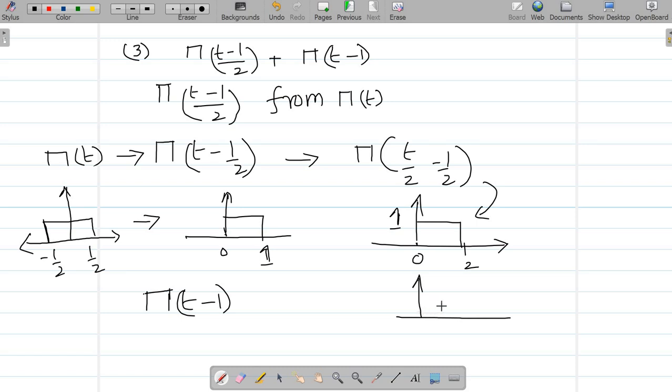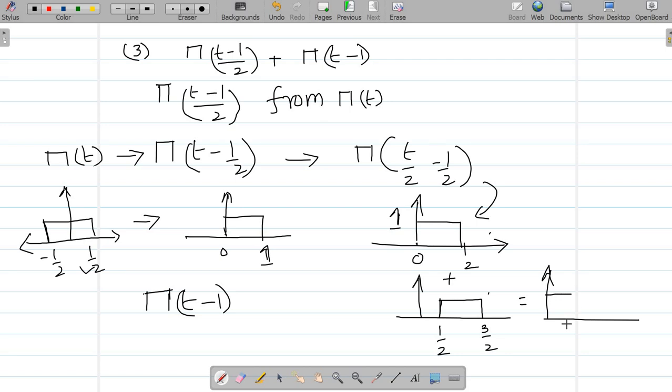It will be something like this. Here it is 3 by 2 and here it is half, because I have shifted this signal by 1 second. When I shift this by 1 second, I end up getting this one. So if I directly add up these two signals, I'll end up getting something like this.